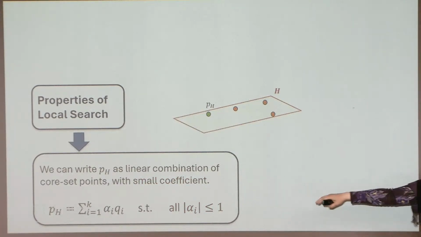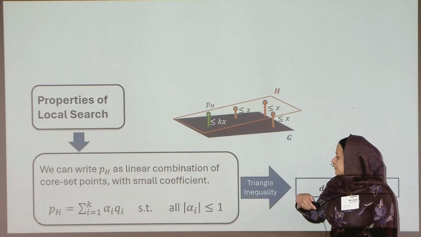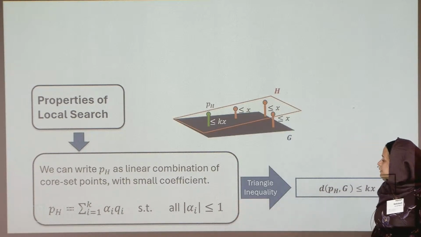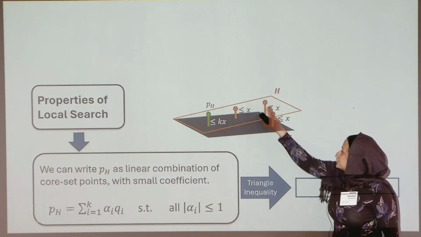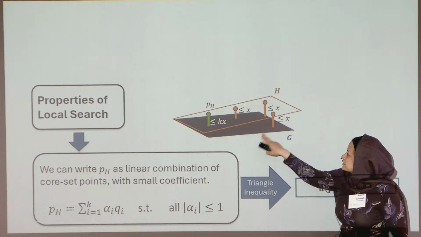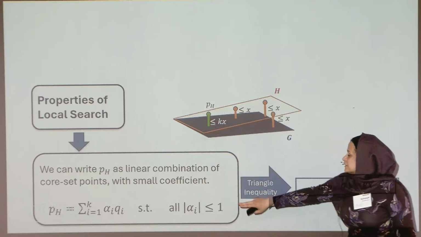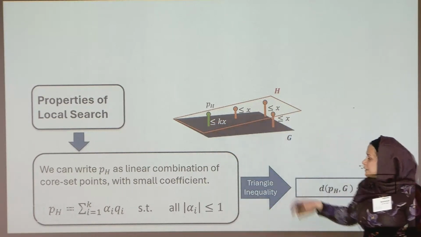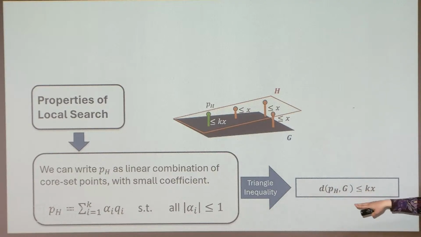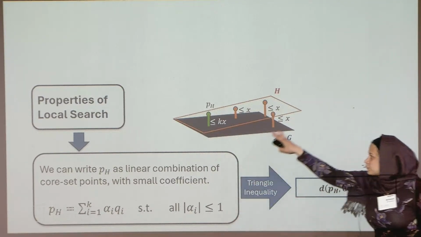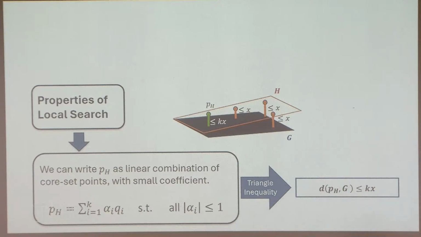Okay, so once we have this property, then we can just use the triangle inequality. Because the distance of each of these points to the subspace is at most x, the distance of P' to this subspace is going to be at most k times x. Okay, so it's the sum of k terms. Each of those has distance x. Each of the coefficients is at most 1, so the distance is going to be at most k times x.